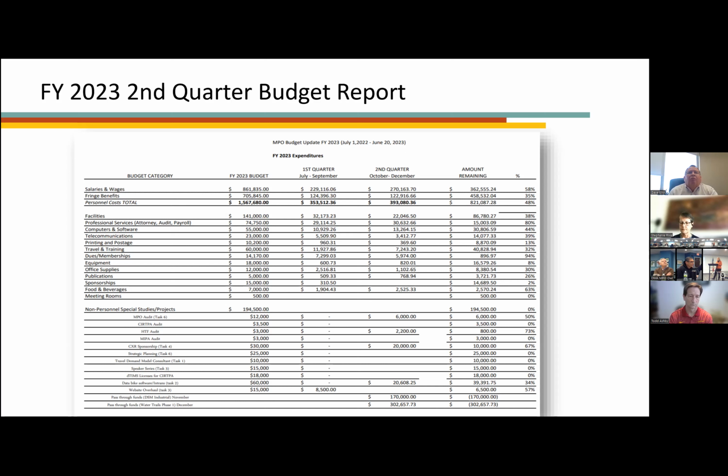Same with Des Moines Industrial. That was money that came in and went right back out. It wasn't our funds to keep. So that's where you'll see a couple of higher numbers in there that aren't originally in our budget.